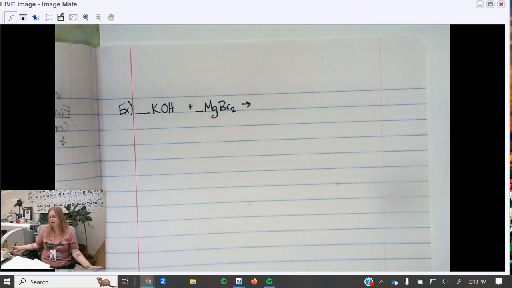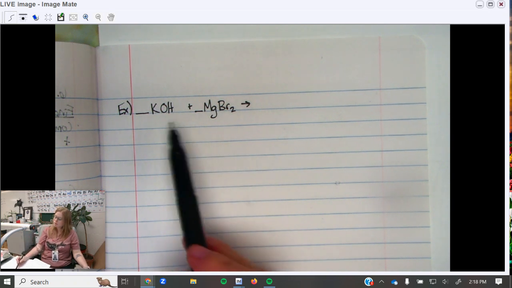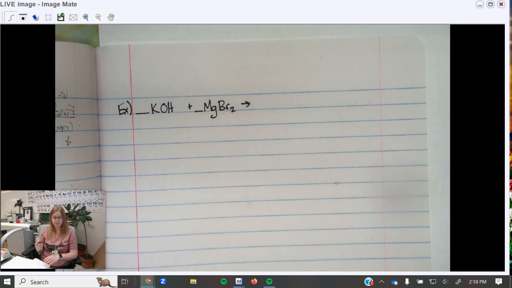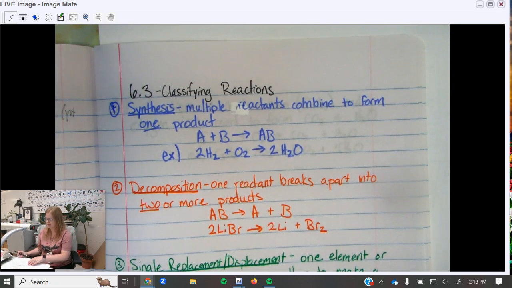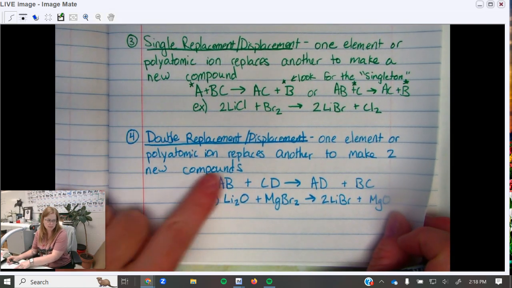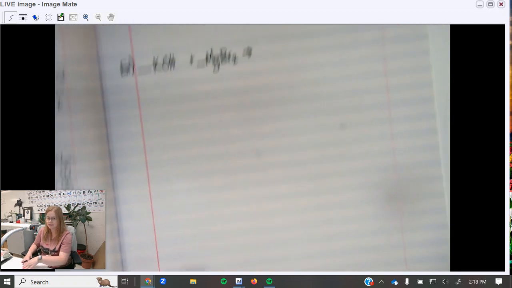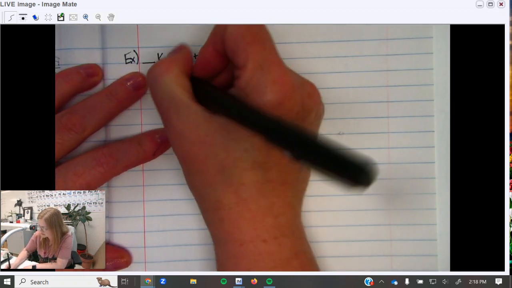So I've got to figure out what the heck is going on here. And I see 2 compounds, neither one of which are a hydrocarbon and oxygen. Both of my compounds have multiple elements, so I believe I'm dealing with a double replacement situation. So I'm going to flip back. Look at that, double replacement. Okay, this looks very similar, so I think this is double replacement.